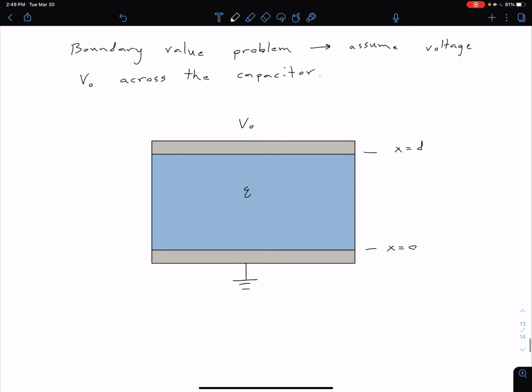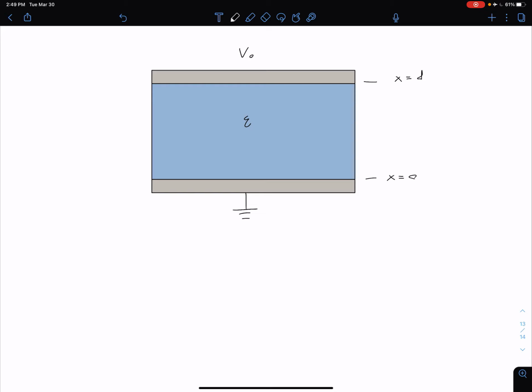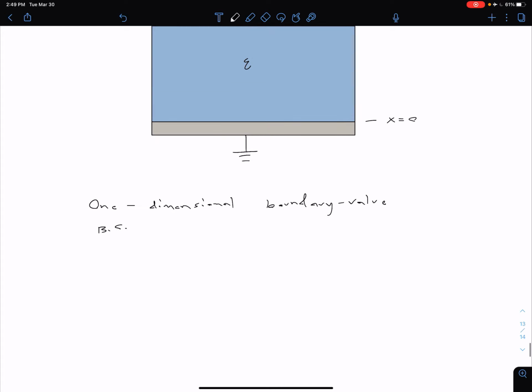Because we're only going to have variations in one dimension, we're going to be solving a one-dimensional boundary value problem. Of course we can have higher dimensional boundary value problems, but for the purposes of this class we're not going to consider that. So, one-dimensional boundary value problem, and our boundary conditions, BC, are: at our bottom plate, x equals 0, we have a 0 voltage, and at our top plate, which is x equals d, we're going to have a voltage V0.